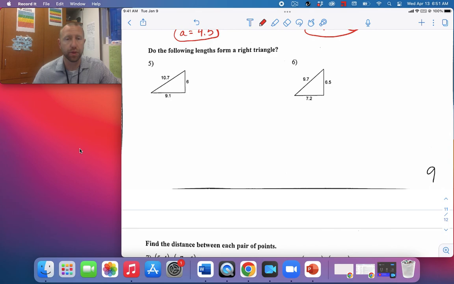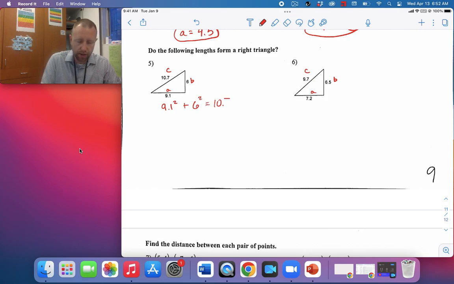So I'm going to put these in for A, B, and C. So first thing I like to do is label my sides and then put those into the Pythagorean theorem. In fact, while I'm at it, let's go ahead and label number 6 as well. So I know which one is A, I know which one is B, I know which one is C. At the top of our paper, we wrote down the Pythagorean theorem. Let's plug it in. If A is 9.1, I've got 9.1 squared. If B is 6, I've got plus 6 squared. And if C is 10.7, I have all of that equal to 10.7 squared. Now let's check.